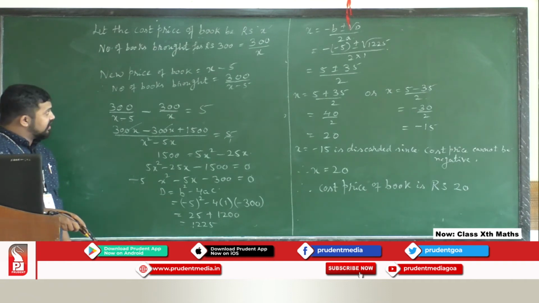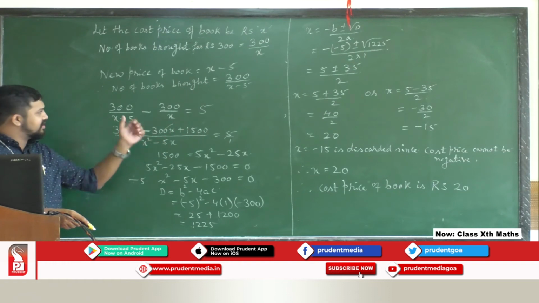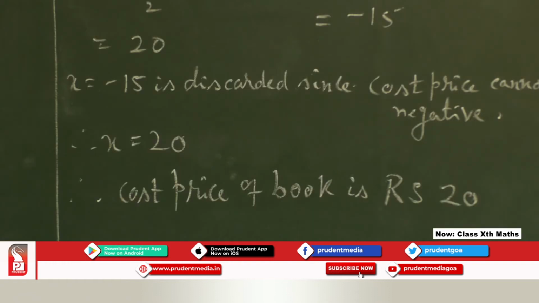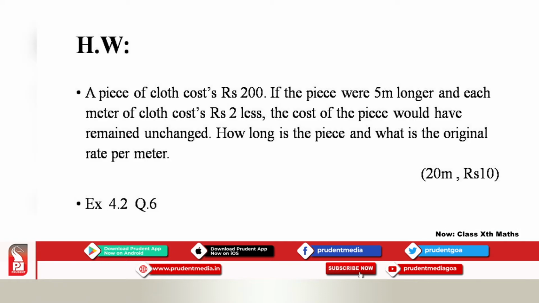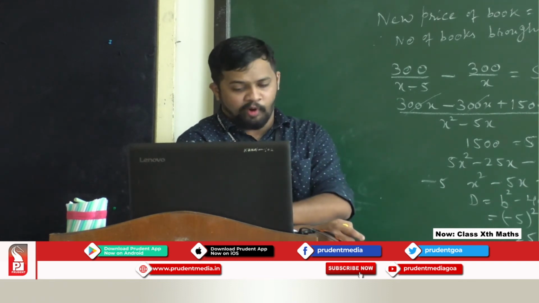So clear? So this is how to find the cost price of the book. The method, everything was same. Nothing has been changed. Only the discarding reason you have to write, because the cost price or the price of the notebook cannot be negative. It's time for homework. So this is a homework question for you. And from the exercise also one problem is there, so you can try this. So this was type number 8, that is a cost-based problem.